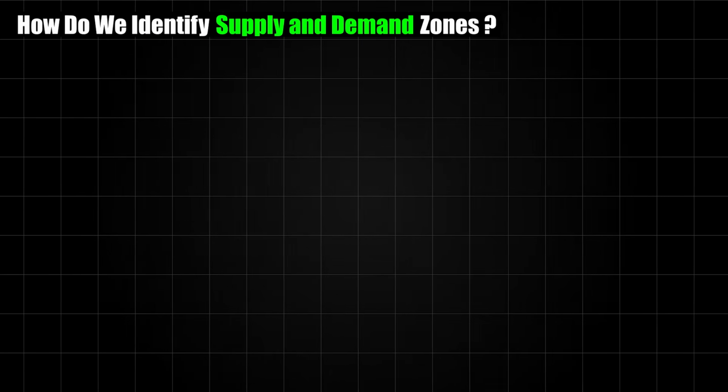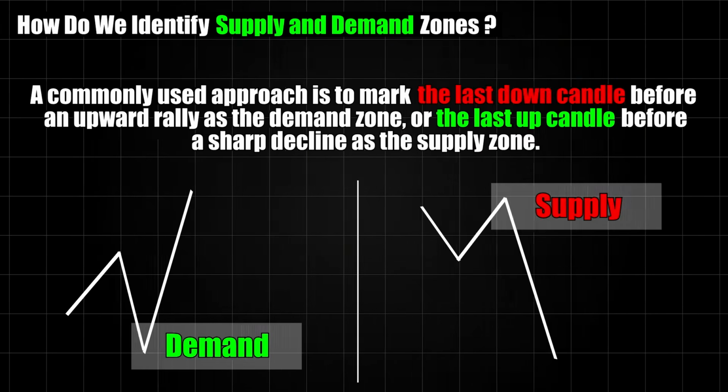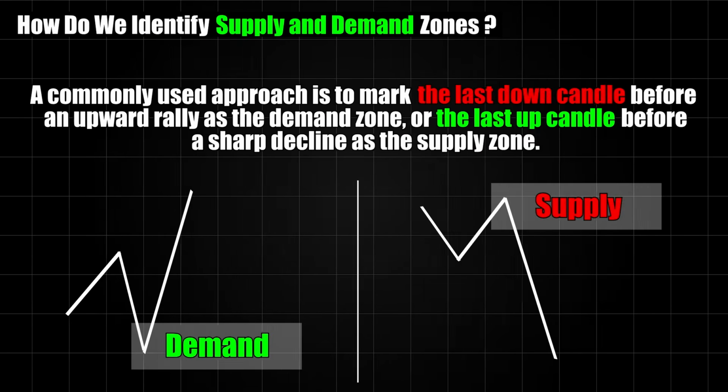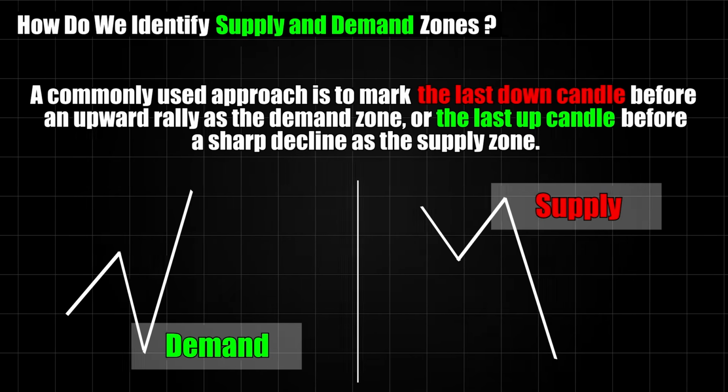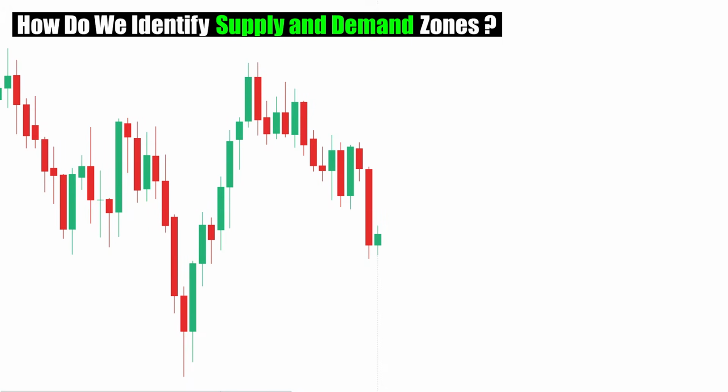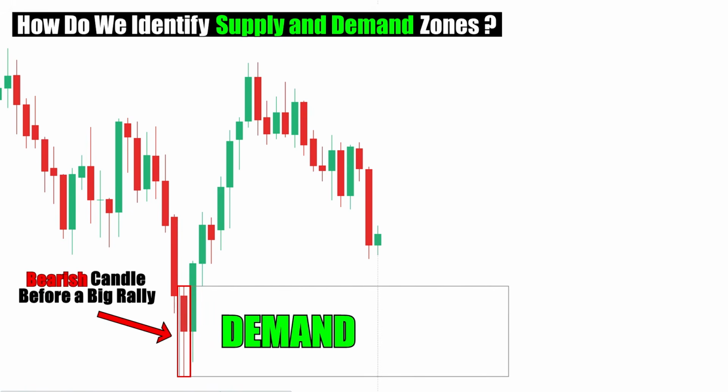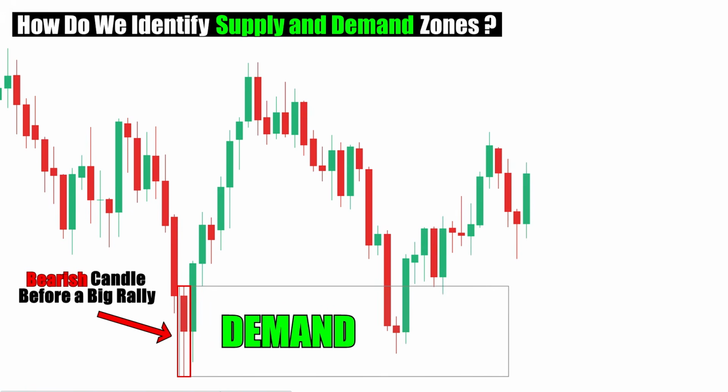Now, how do we actually identify these zones? A commonly used approach is to mark the last down candle before an upward rally as the demand zone, or the last up candle before a sharp decline as the supply zone. For example, in a sideways or slightly bearish candle before a big rally, that candle would represent your demand zone.